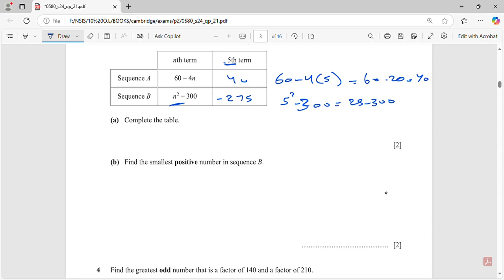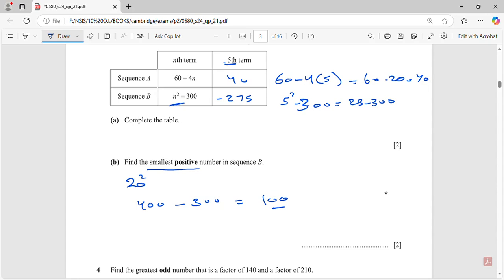I will try using the calculator, trying many numbers. Of course, as n gets bigger in the substitutions, the number will be positive. But I'm looking for the smallest positive. As an example, if I try 20, 20 power of 2 would be what? 400, perfect. 400 minus 300 is equal to 100. So 20 is too big, because I have 100 as the answer. Let's try numbers smaller than this.